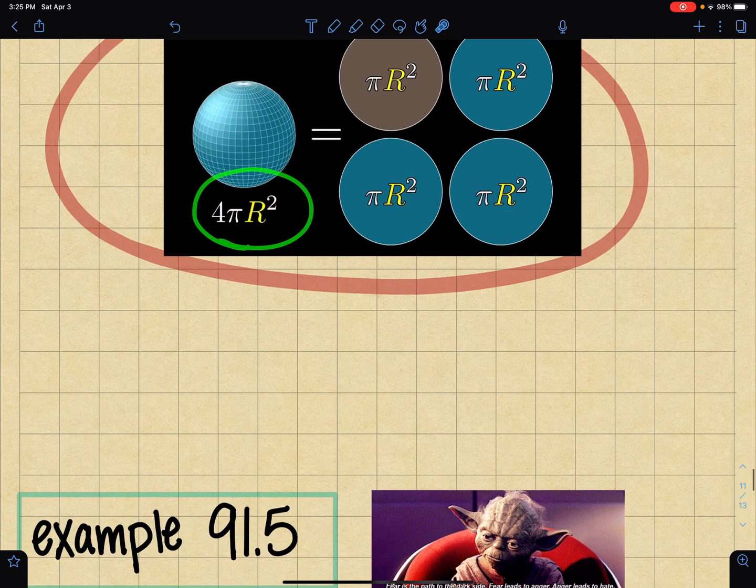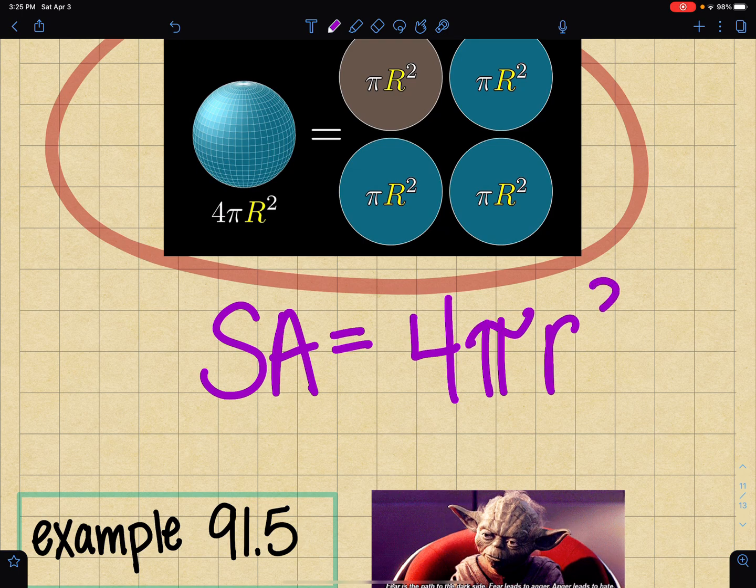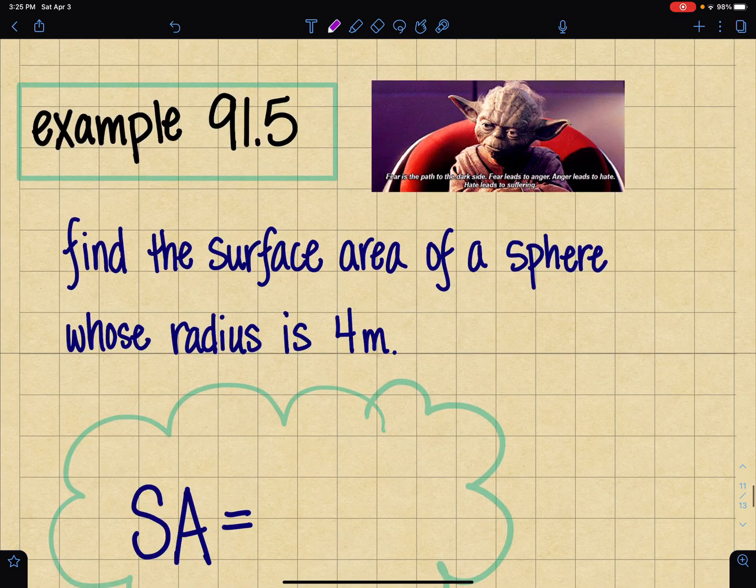Okay, hopefully that helps you remember. So the surface area of a sphere is 4 pi r squared. That's kind of cool too, I think, because all they have to do is give you the radius of a sphere and you can calculate the surface area. Okay, don't be afraid. Remember, fear leads to the dark side, leads to anger, anger leads to hate, hate leads to suffering. No suffering, just surface area.